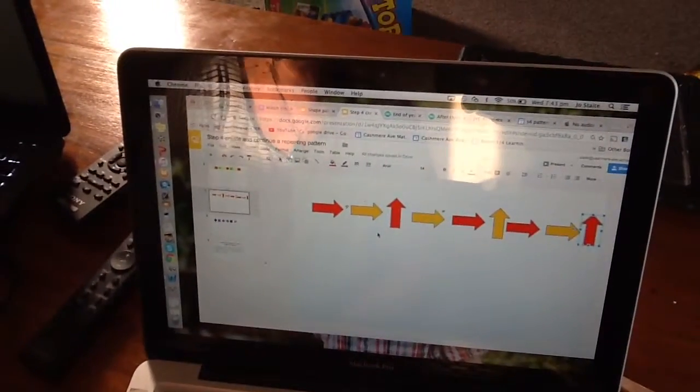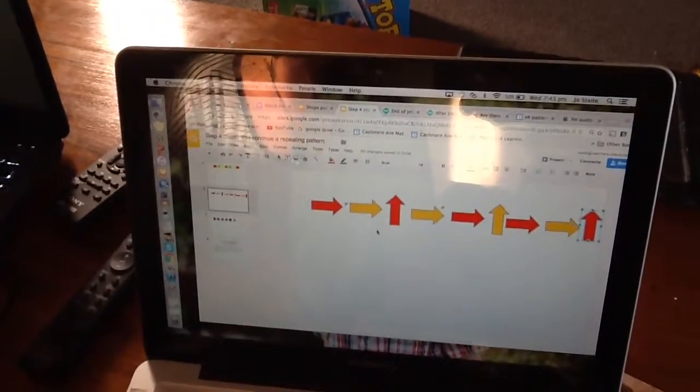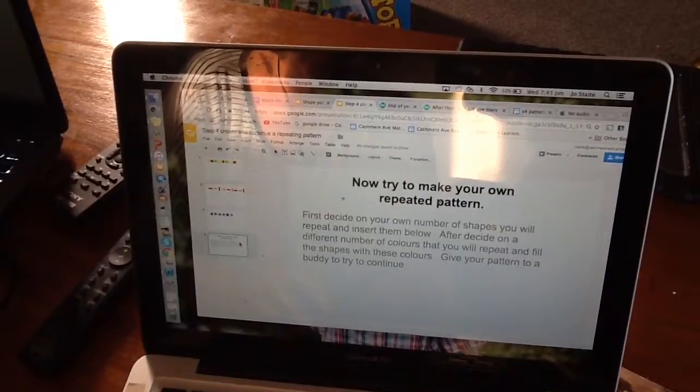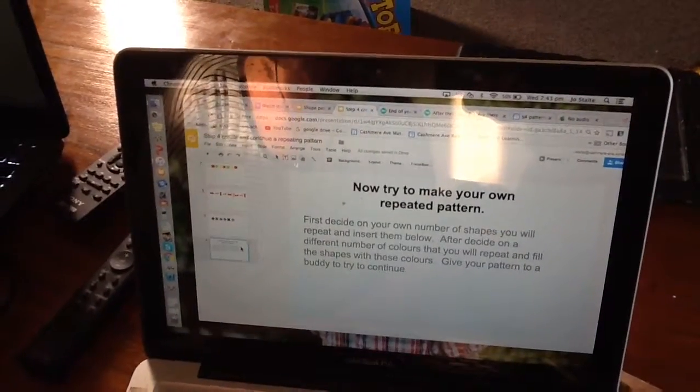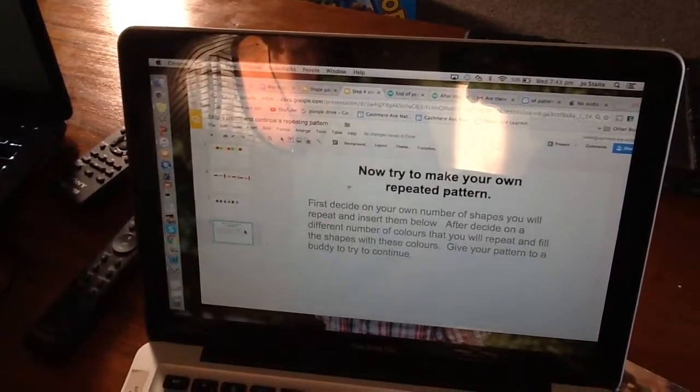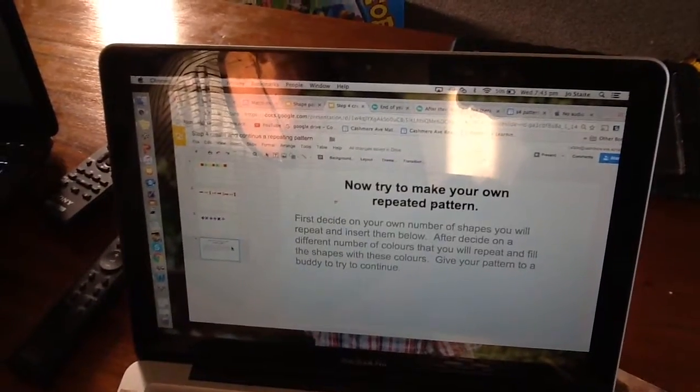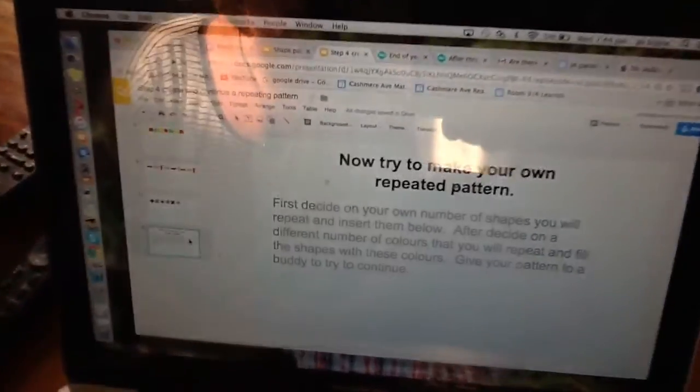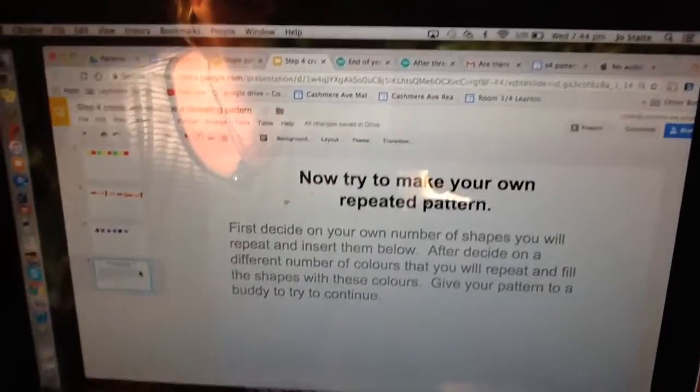So that is how I created, well, how I continued a repeating pattern. I could now go away and have a try at making my own pattern by thinking about those two different steps. One is thinking about a shape pattern and one is thinking about a colour. Thank you.